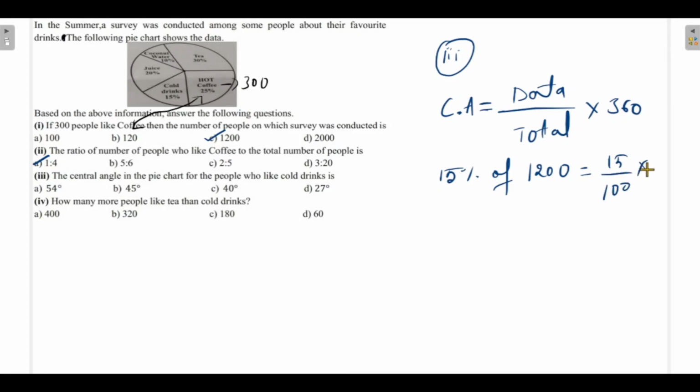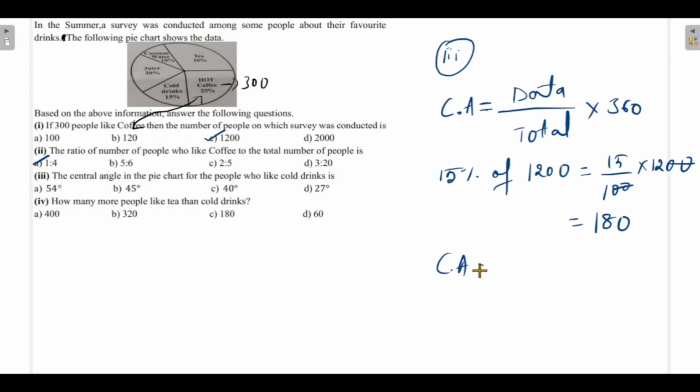15 by 100 into 1200. The zeros cancel. 12 into 15, 12 fives are 60, so we get 180. The number of people who like cold drinks is found out: 180. The total number of people who like cold drinks is 180. Using this data, you can find out the central angle.